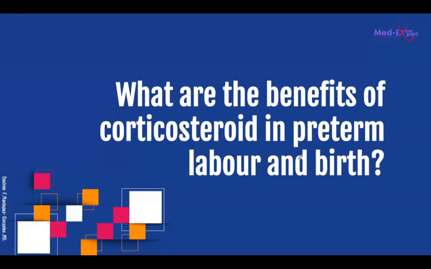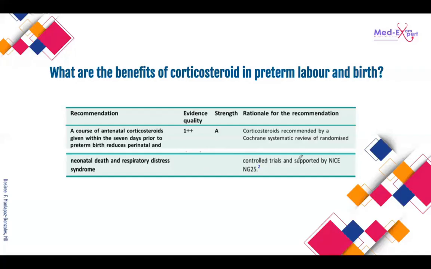Let's see what the guideline says about it. You see here, it's a quality level of evidence 1++ or A, which means it's a strong recommendation. We give a course of antenatal corticosteroids within 7 days prior to preterm birth to reduce perinatal and neonatal death and respiratory distress syndrome. There's no argument about that. For preterm birth, we give it, okay?